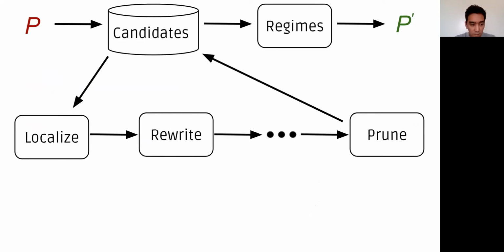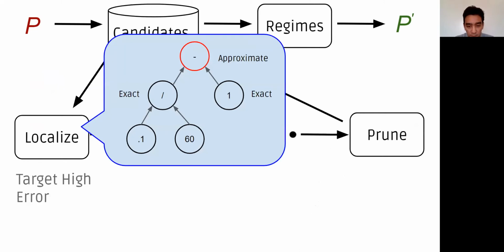So more in depth on some of these phases, localize will take an expression from the candidate table and identify which operators have high error using something called local error analysis. What this does is for every operator, you take the exact values of the children, compute the approximate and exact result at that operator, and then compare the two. And that usually gives you a good idea of which operators are problematic. In addition, this prevents the error of the children from affecting the error of the parent.